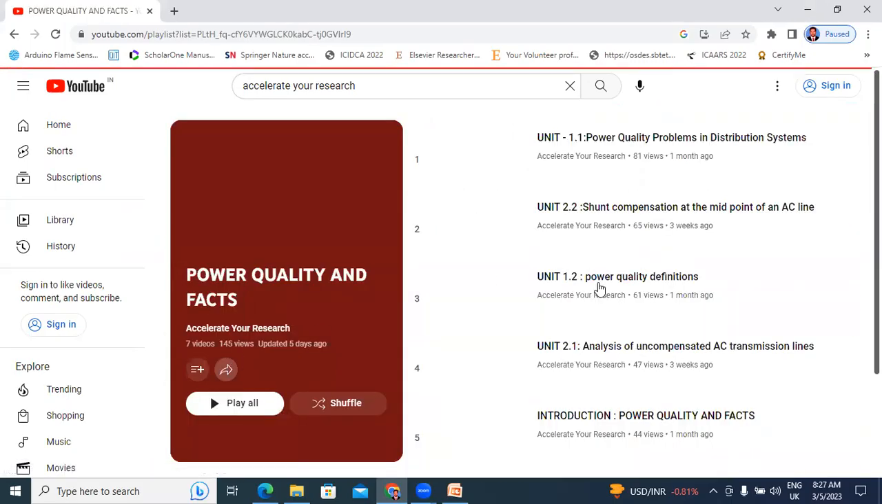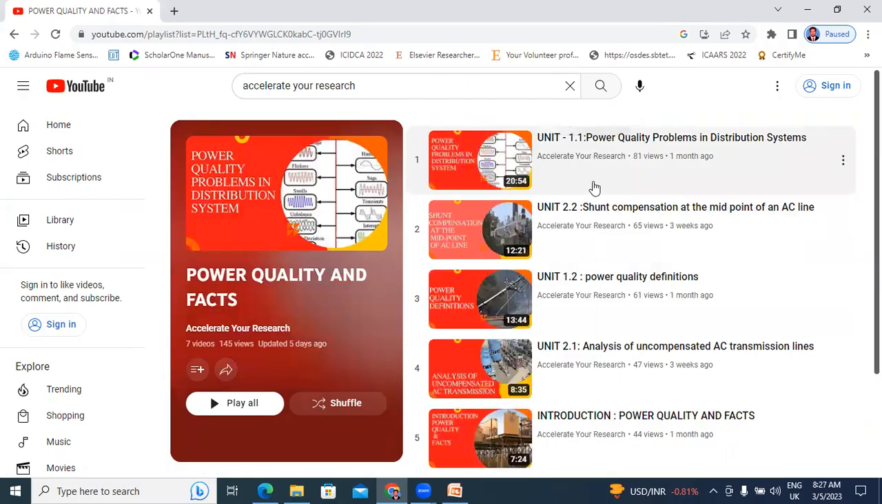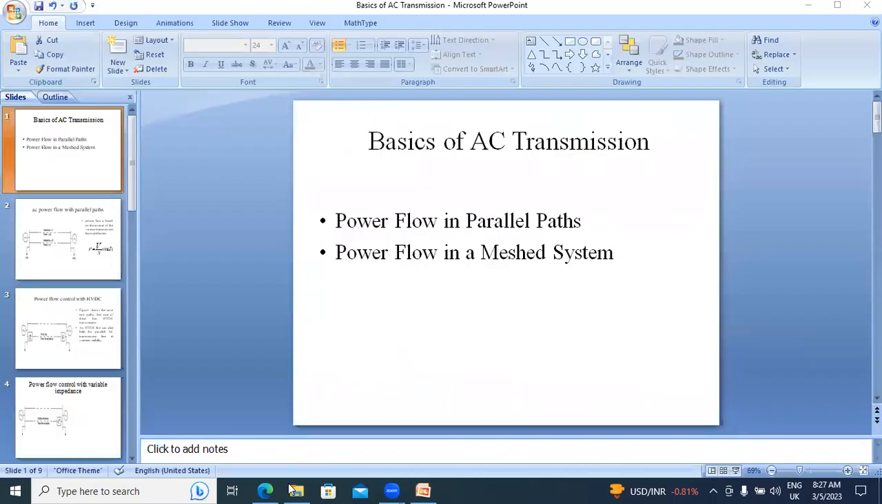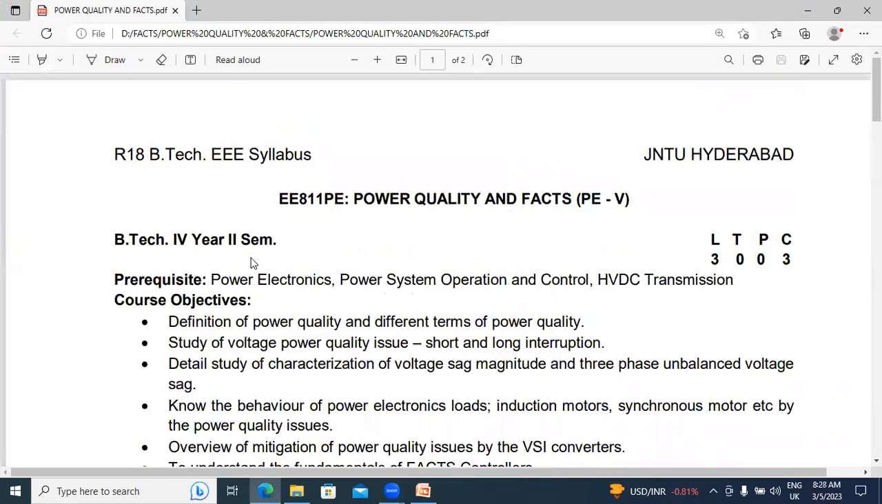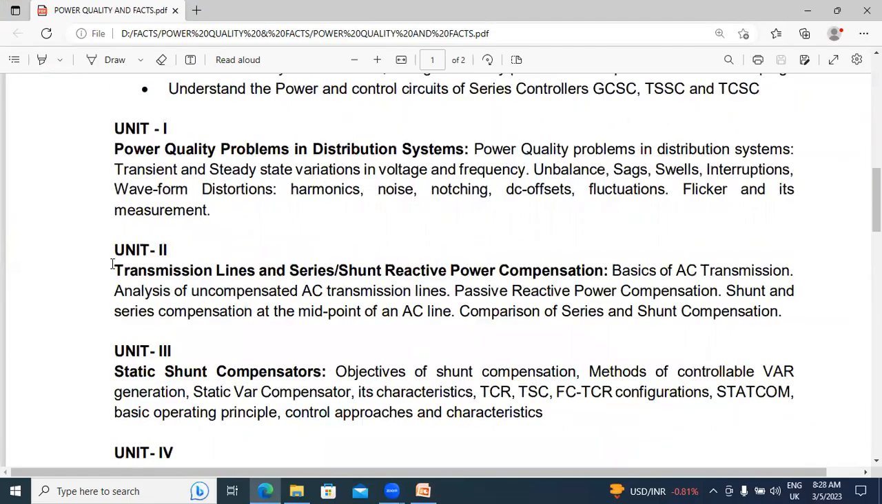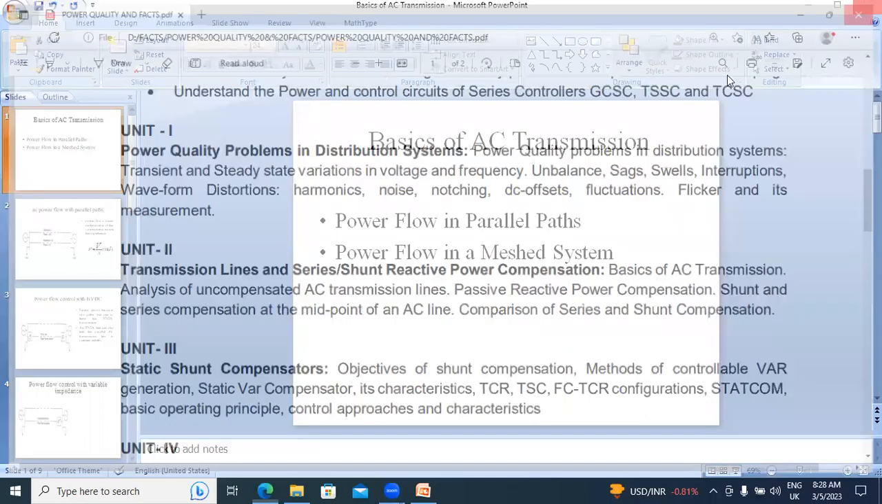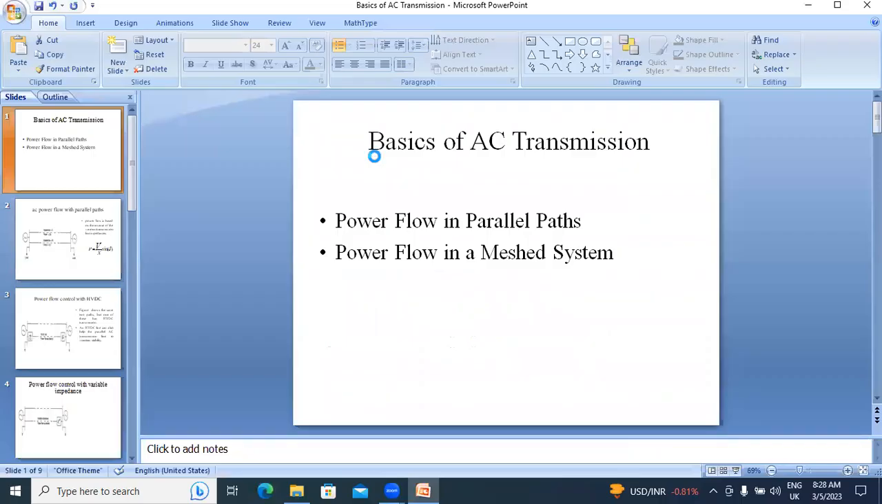This is power quality and FACTS. In my previous lectures, we covered Unit 1 and Unit 2. In this video I will explain the second chapter. This is the power quality and FACTS subject, in the R18 JNTUH syllabus, 4th year, second semester. Unit 2 is transmission lines and series and shunt reactive power compensation. In Unit 2, I will explain the basics of AC transmission lines in this class. The remaining topics are already in my channel playlist. Now I will start my presentation.